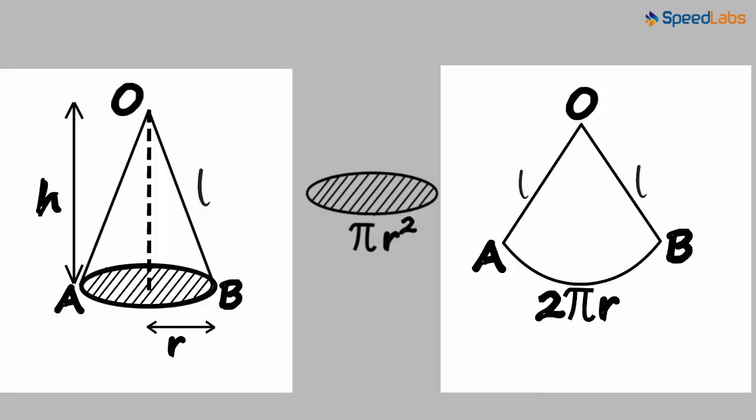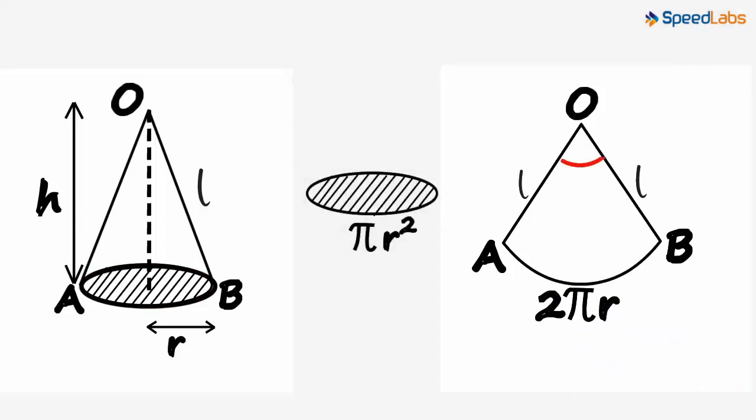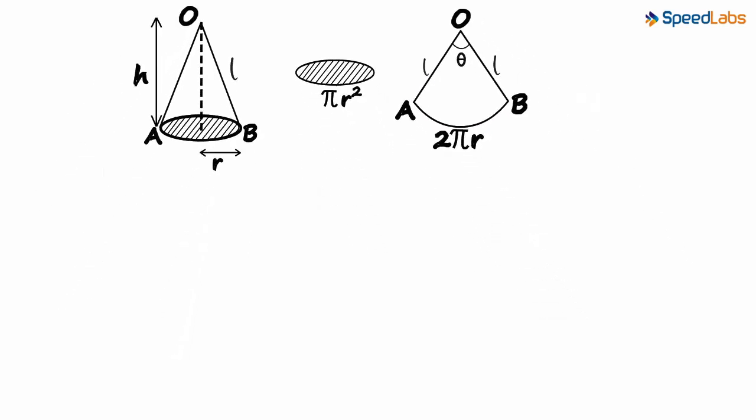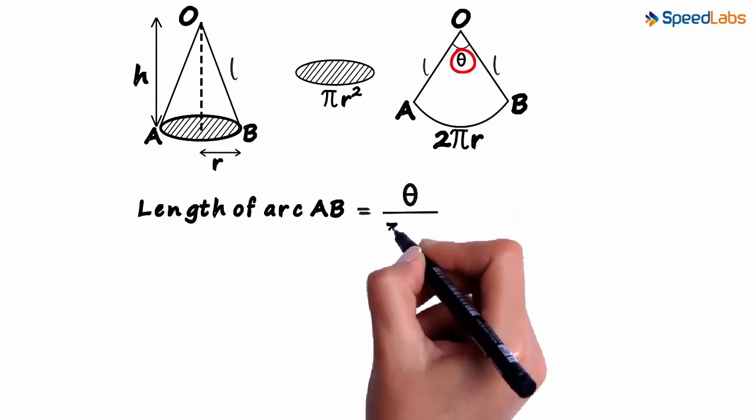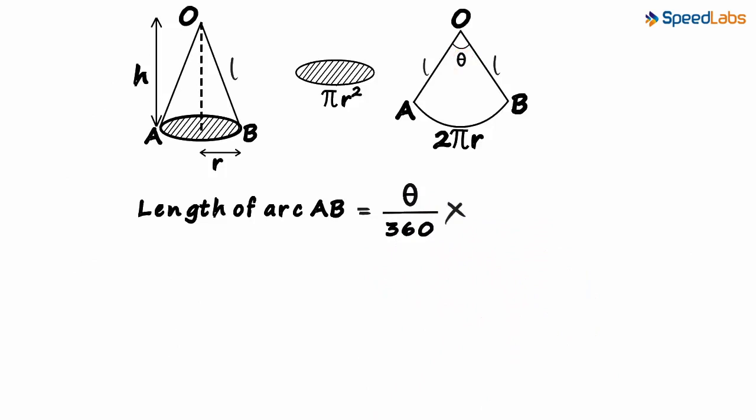A sector is also defined by the angle it subtends at the center. Let us call it theta. Now we are ready to find the area of the sector. And it gets even more interesting. There is another way in which we can find the length of the arc AB. Let's zoom out to look at the other way. It will equal theta by 360 multiplied by the circumference of the circle with radius OA and OB.